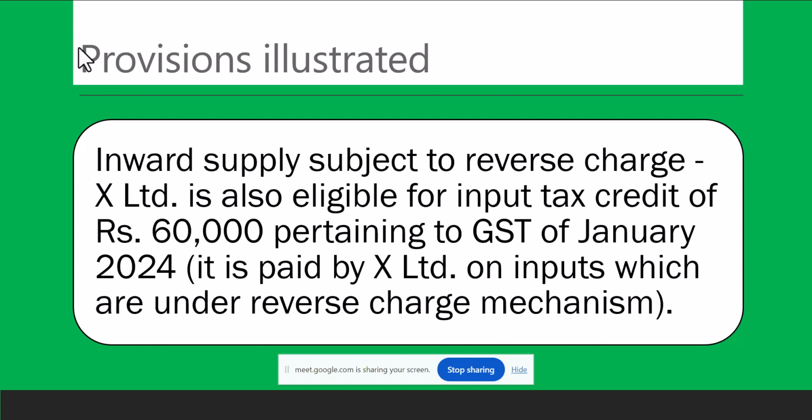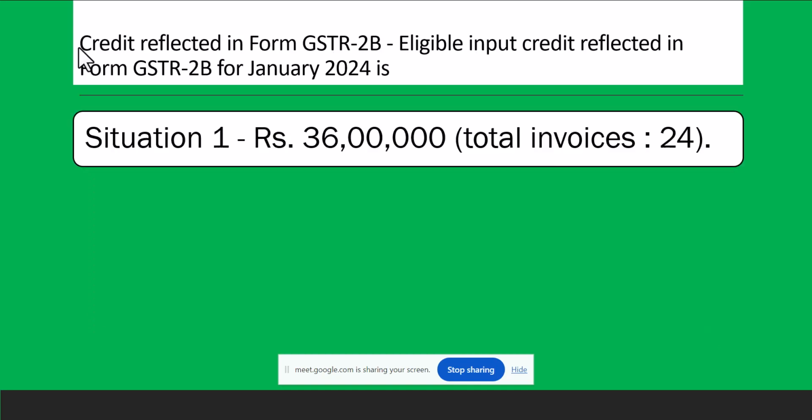Inward supply subject to reverse charge mechanism. X Limited is also eligible for input tax credit of rupees 60,000 pertaining to GST of January 24. It is paid by X Limited on inputs which are under reverse charge mechanism. He has taken some advocate services on which he has paid 60,000 rupees GST. So this is the information given. Read above.